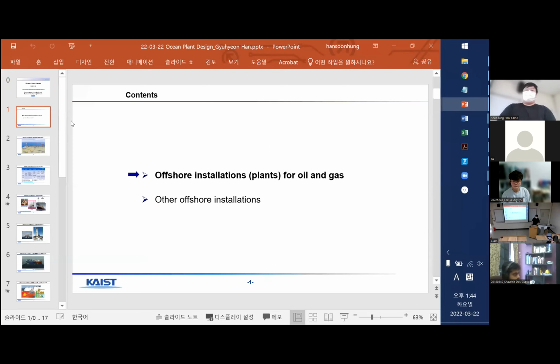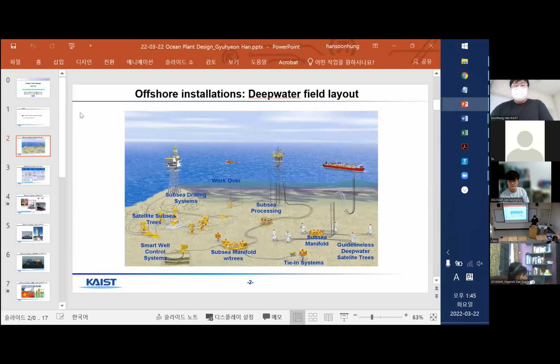First, I'll talk to you about the offshore installations and kinds of plants for oil and gas excavation. And then I'm going to explain a few examples of other offshore installations. This image is a very brief image of the deepwater field layout. There are many structures in this picture.